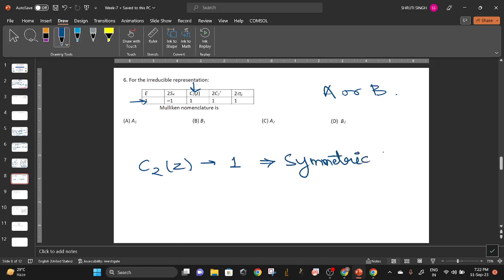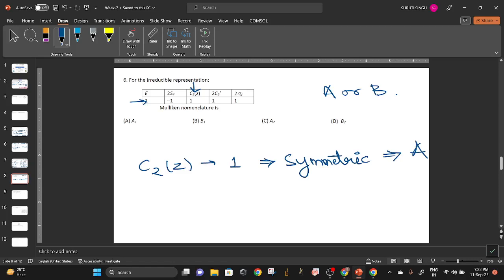Okay, so this implies that the trace should be A. Sorry, the Mulliken symbol should be A. Now you see none of the options are A, so there should be something else to decide. If there are many representations under which the character is 1, that will become confusing, so we have to make some other distinctions as well.